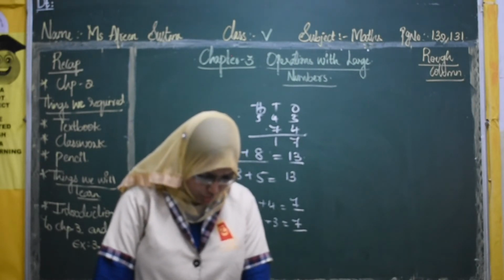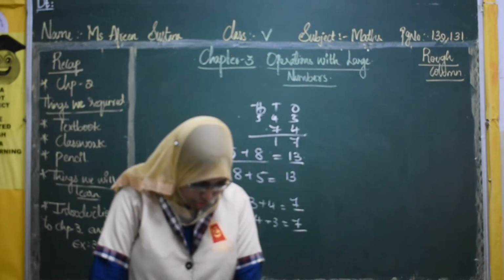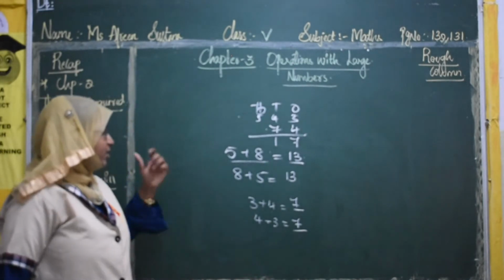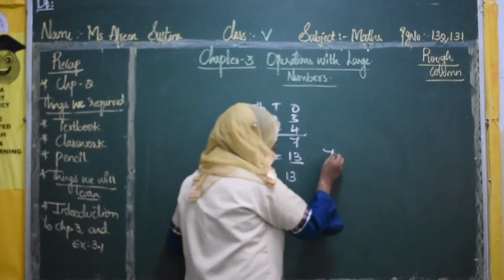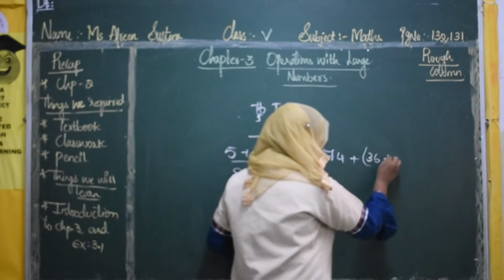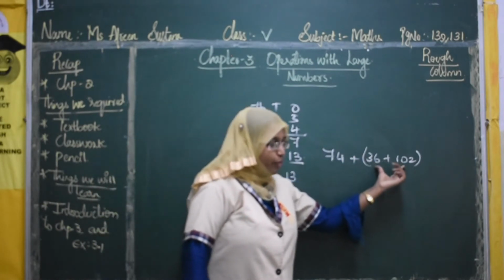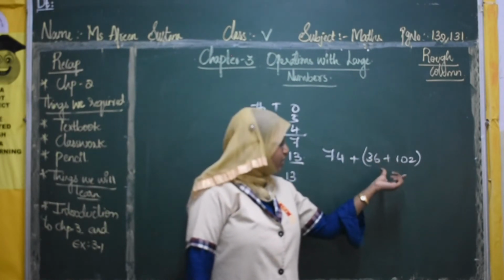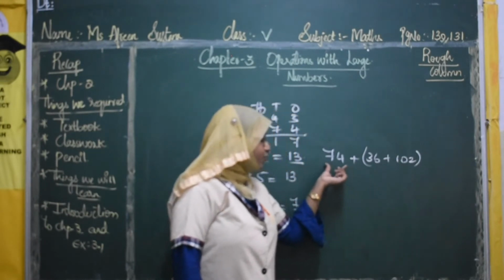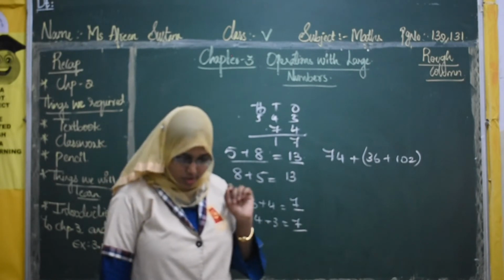Next, we often use grouping while adding more than two numbers. There is no change in the sum if the group is changed. In the last grade, we have already seen this. I am giving a small number here, 74. So first you will add the numbers which are in the group. The result that you get, you are going to add with 74. Then you will get the answer, right? This is what they are saying.